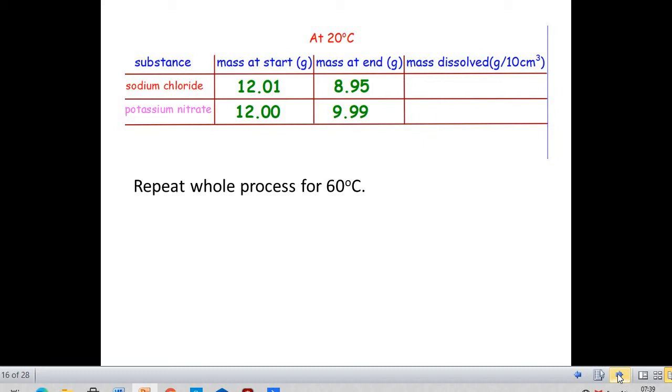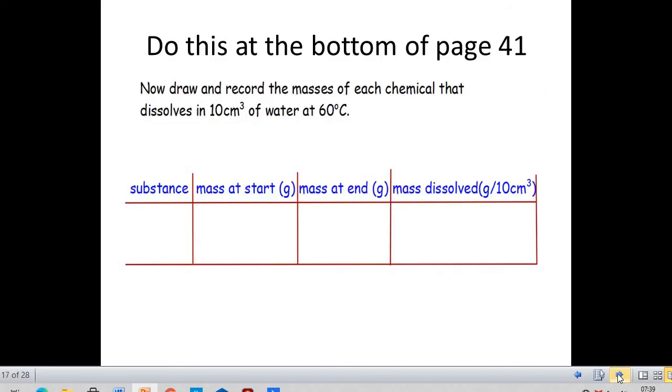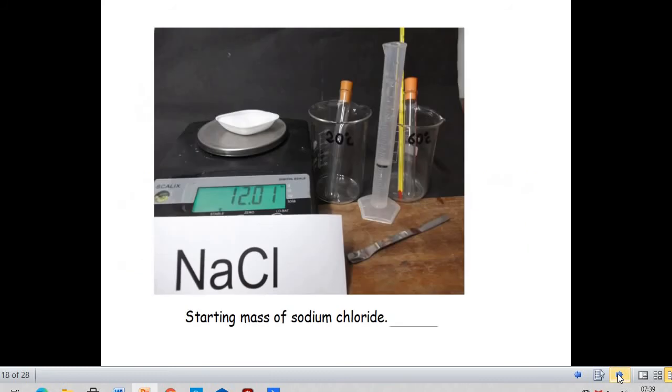You haven't got a table drawn, but you can draw it into your book. So you're going to do this at the bottom of page 41. You draw the table out exactly the same as the previous table, and the substances are going to be the same as well. And we work through the next few slides and you can fill in your table.